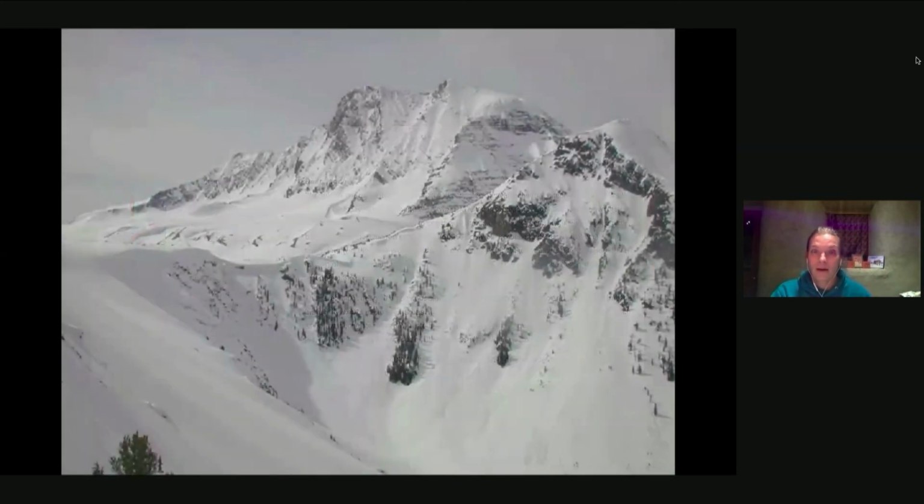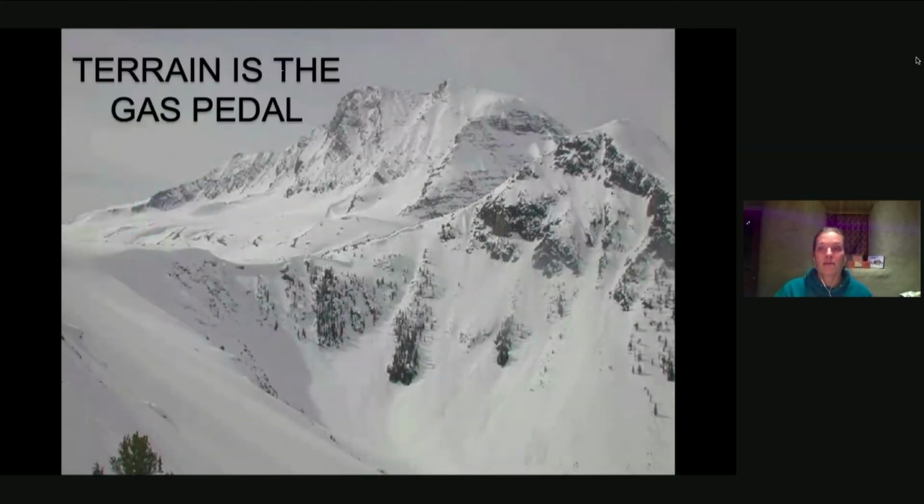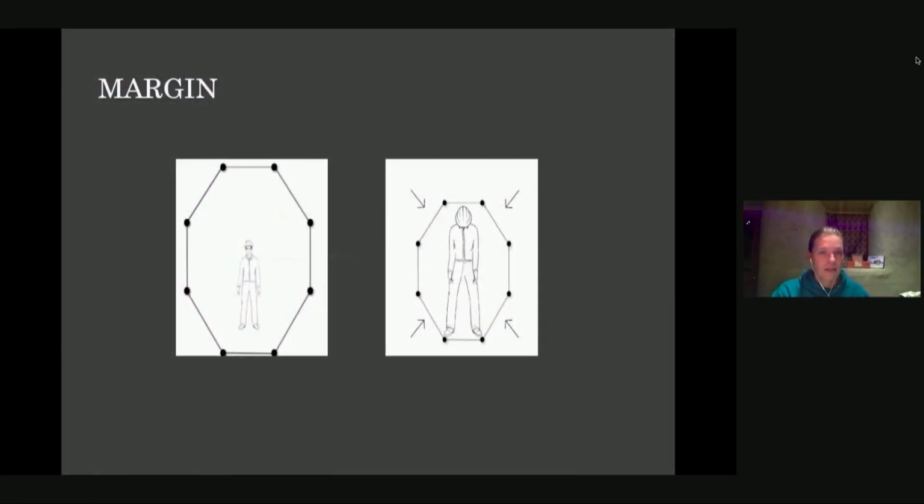Because remember, exposure to terrain is my gas pedal of risk. So if the avalanche hazard is at high elevations, I'm going to choose to not travel at high elevations. And then I think about margin. Do I have room to make mistakes? And ideally, I'm choosing terrain and traveling on days where one error isn't going to be fatal. So keep this in mind.